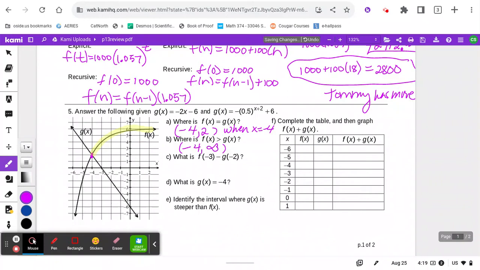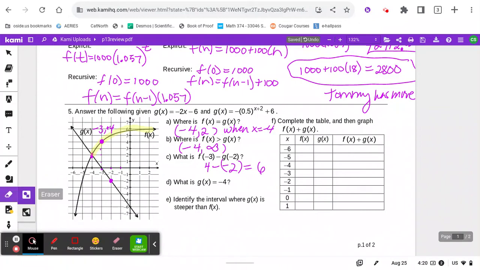Then what is f of negative 3 minus g of negative 2? For f of negative 3, I go back 1, 2, 3, and I find the f function, 1, 2, 3, 4, right here. So f of negative 3 equals positive 4: back 3, up 4, to get to that f function. Now we go to g of negative 2, back 2 to the g function, which is going to be negative 2. So it's 4 minus a negative 2, which is 4 plus 2, which is just 6.